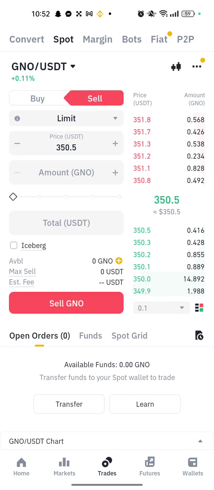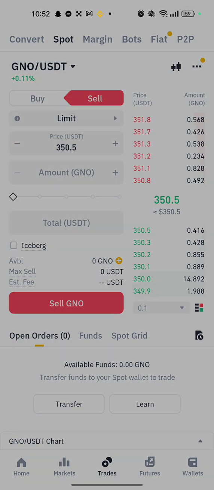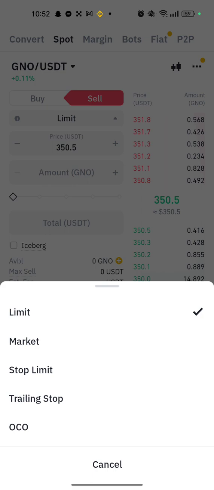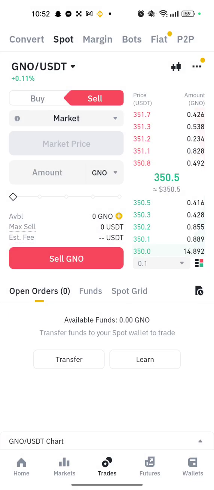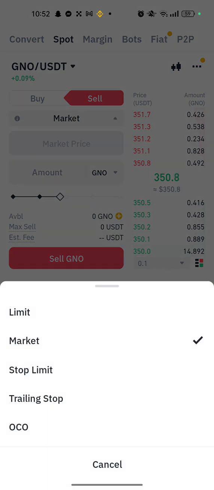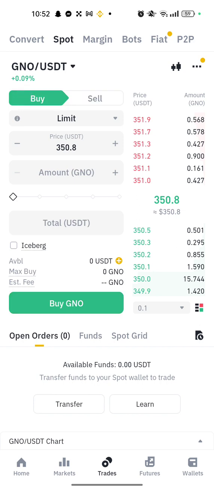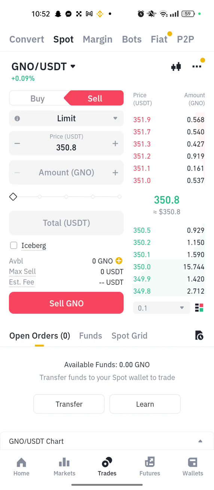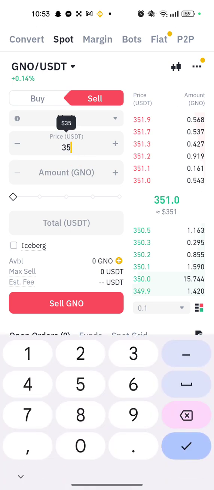If I want to sell at market price, then likewise I select market and sell 100%. If I want 50%, I select 50%. But if I want to sell at a limit price, meaning that I buy and I want to sell automatically when the price is $355, then I select 355 and then sell.